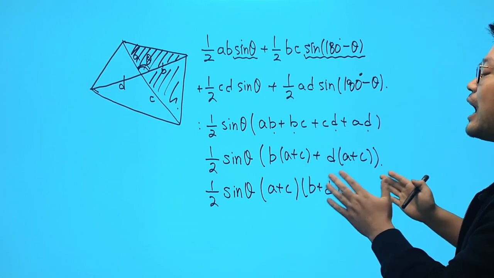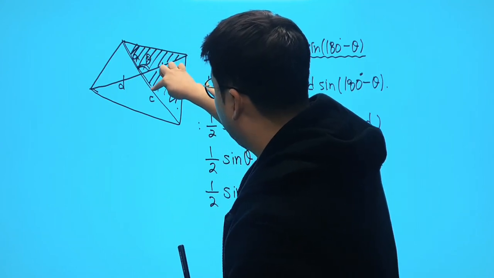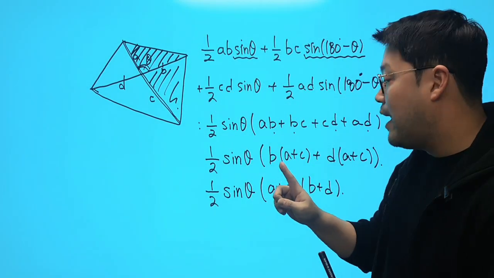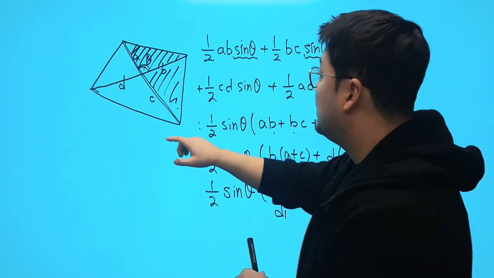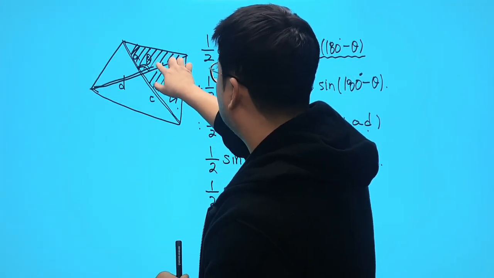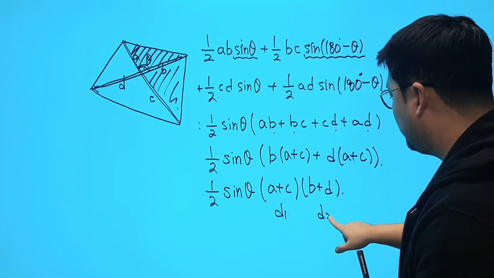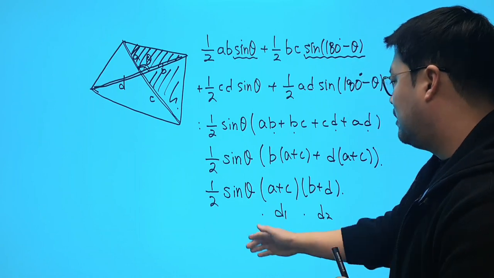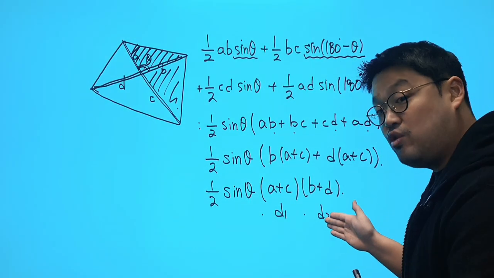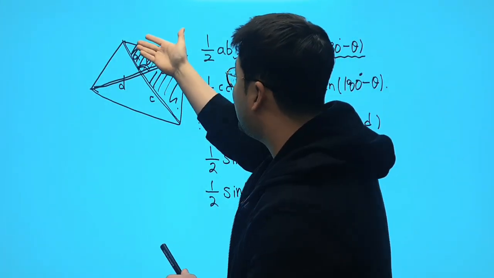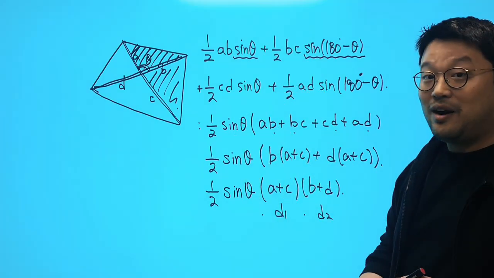All right, so here's how we have deduced. I'm going to relabel A plus C as diagonal number 1, so that becomes D sub 1. And we can call B plus D, doesn't matter in which order we add, diagonal number 2. So we get 1/2 sine theta times D1 and D2, which gives us the area of this convex quadrilateral, and we use it a lot in competition math.